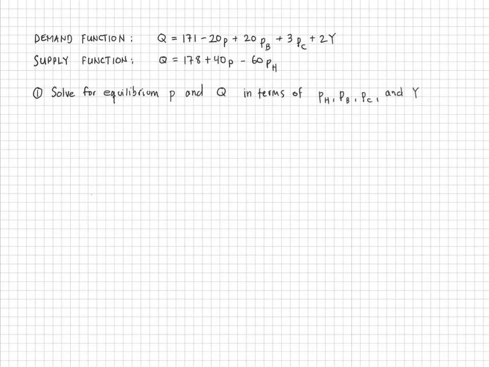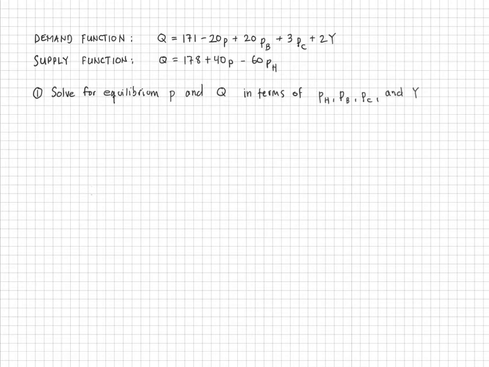Hello. We're given the demand and supply functions as shown on the screen here. And the question is, can we solve for equilibrium price and quantity in terms of pH, PB, PC, and Y? And when we say in terms of, what we're saying here is that I don't want you to put in any values for these variables, but rather find the equilibrium price and quantity as a function of those four variables. So I'm just going to go ahead and do that right now.